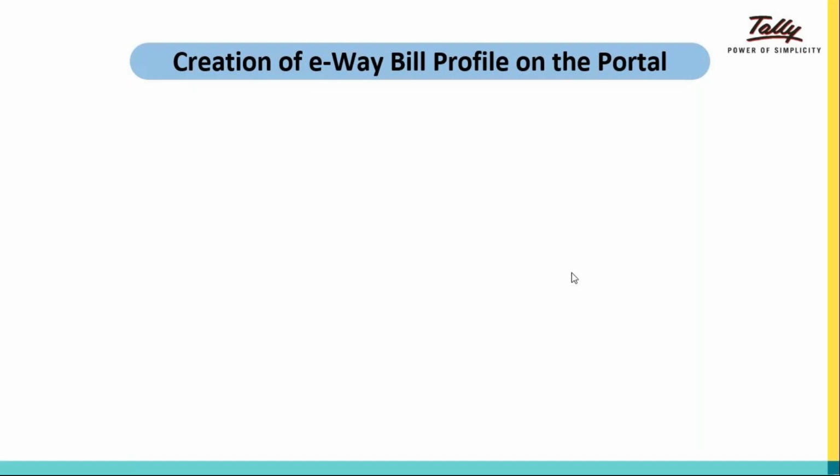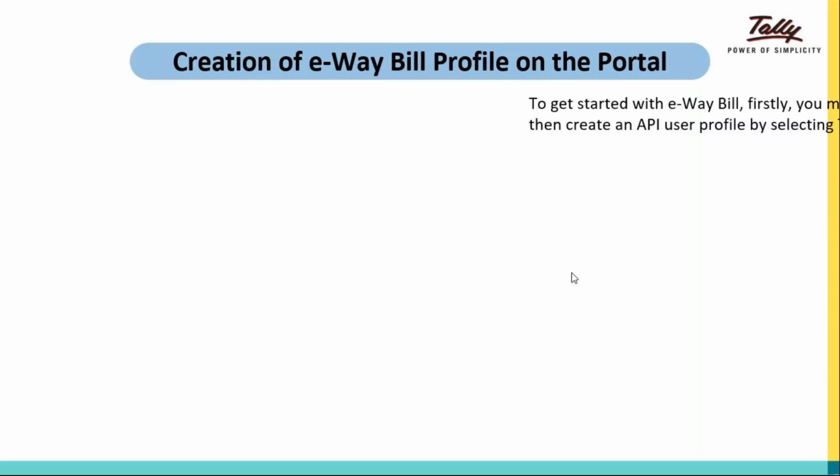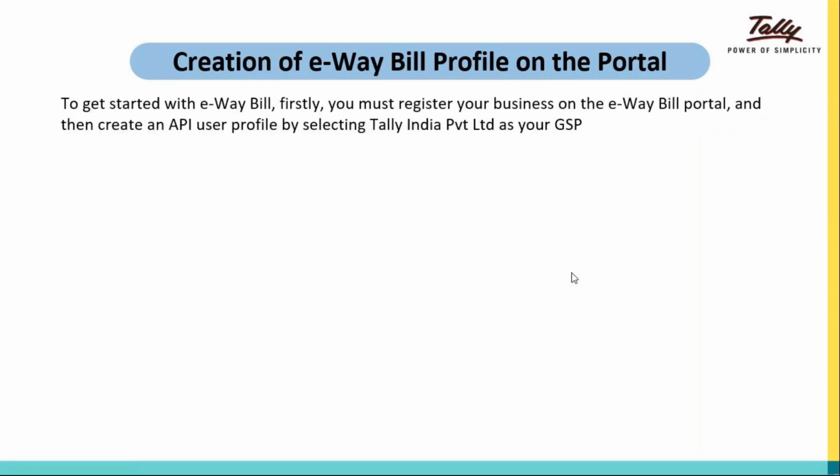Okay, so this is the official portal. So now pay attention. This is very important. Okay, so now we will understand what is the procedure to create the e-way bill profile on the portal. Okay, so first, to get started with your e-way bill, firstly you must register your business on the e-way bill portal and then create an API user profile by selecting Tally India Private Limited as your GSP. So I explained what is this GSP and API. So I will go into this in depth now.